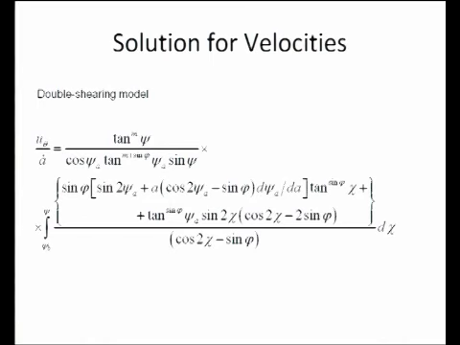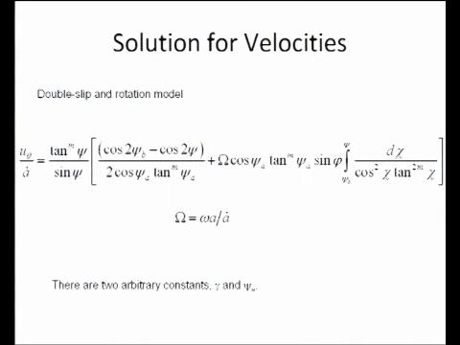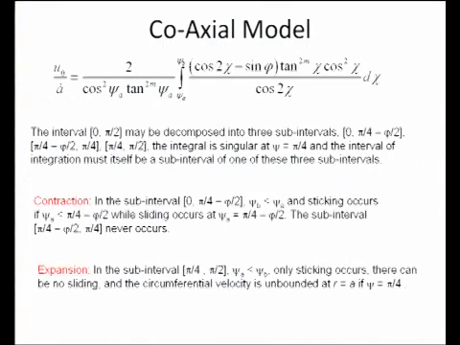In the case of the coaxial model, we have this expression for this velocity. And in the case of, well, we'll analyze these equations later, this is for the double shear model, and this one is for the double slip and rotation model. So there are two arbitrary constants, gamma and Ca, for all three solutions. And we have to find these constants using the boundary conditions. So this is the coaxial model. This is the structure of the final equation we have to solve.